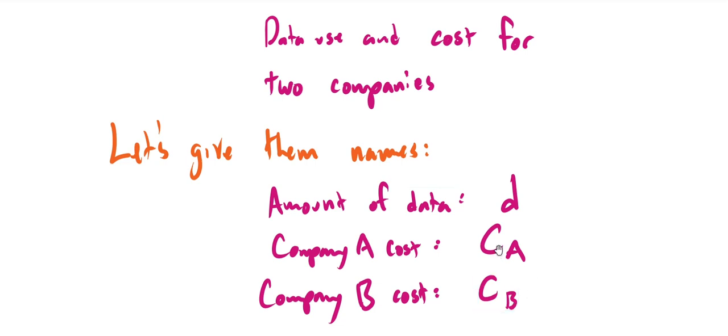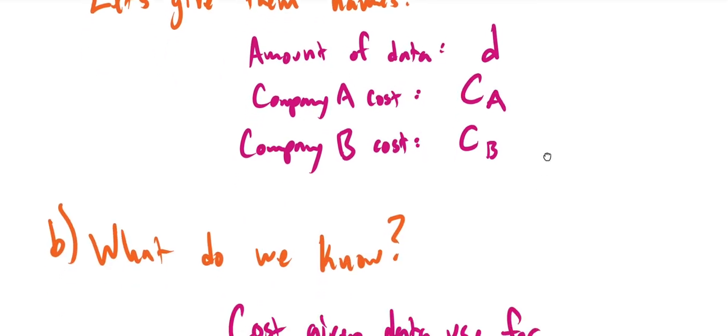Let's call cost C, and we'll call the cost for company A, CA, right? You should use natural variable names if you want to keep track of those things. We could say X, Y, and Z here, right? But then it might be harder to remember what each one means. Here we know D is for data, CA is cost of company A, and CB is cost of company B.